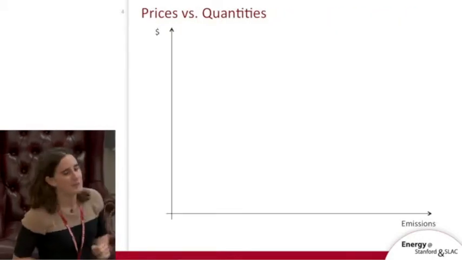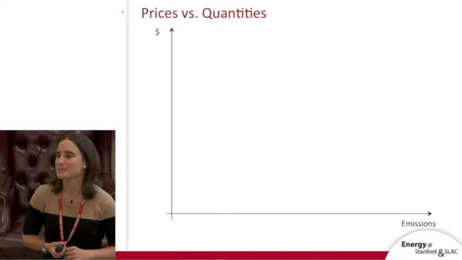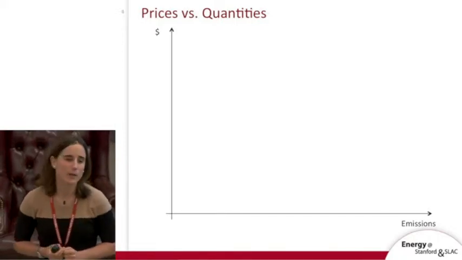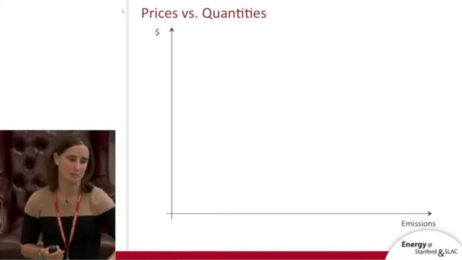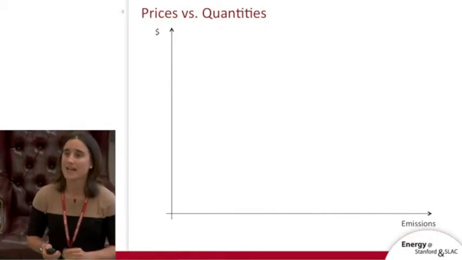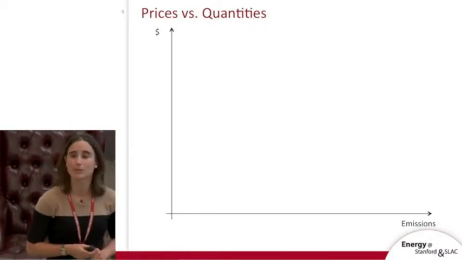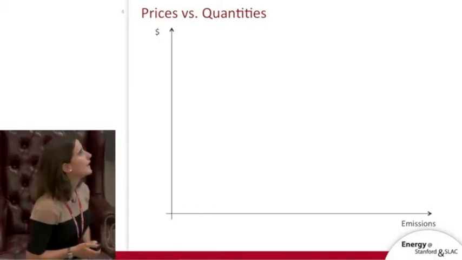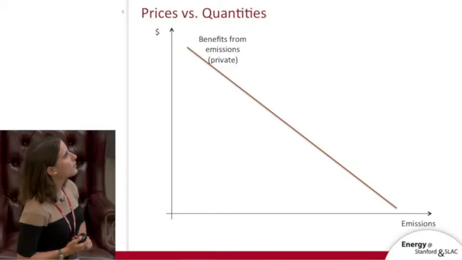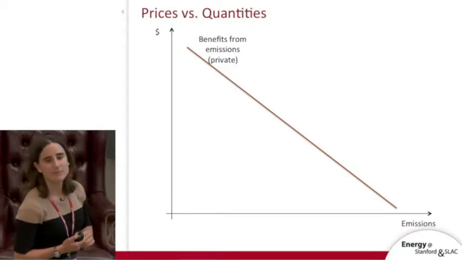Let me tell you about this very simple framework. We can think about cap and trade as a quantity approach. We regulate a particular target of emissions, and we do not allow more emissions than that target. And we can think about taxes as a price approach. We put a price on carbon. So how do we choose those prices and quantities? Think about emitting.